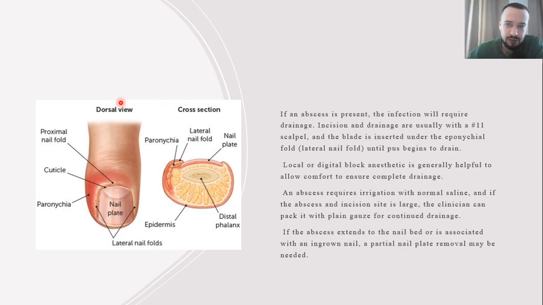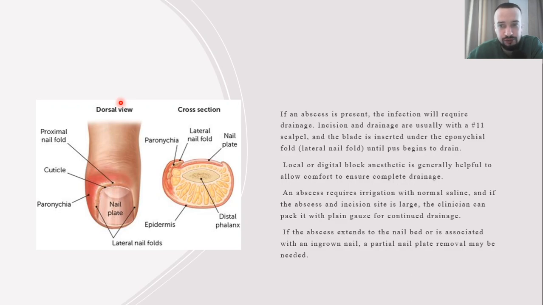If an abscess is present, the infection will require drainage. Incision and drainage are usually done with an 11 scalpel, and the blade is inserted under the eponychial fold, lateral nail fold, until pus begins to drain. Local or digital block anesthetic is generally helpful to allow comfort and ensure complete drainage.